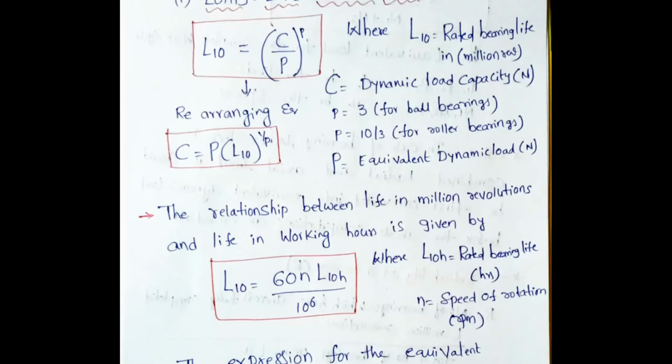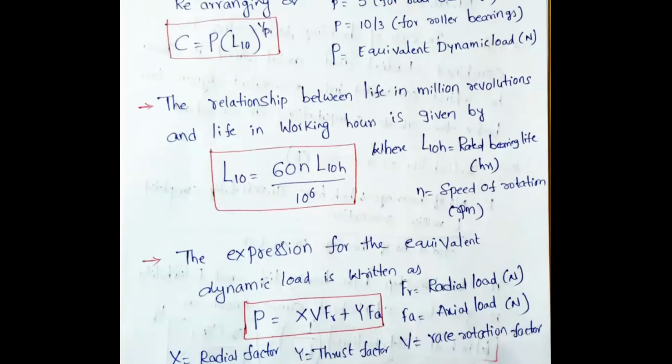Right. So in the above expression, in the last expression, we used the capital P value, where capital P is called the equivalent dynamic load. So the capital P formula is a very, very important relation. That is X into V into FR plus Y into FA. Please pay attention. This relation is very, very important. Equivalent dynamic load.